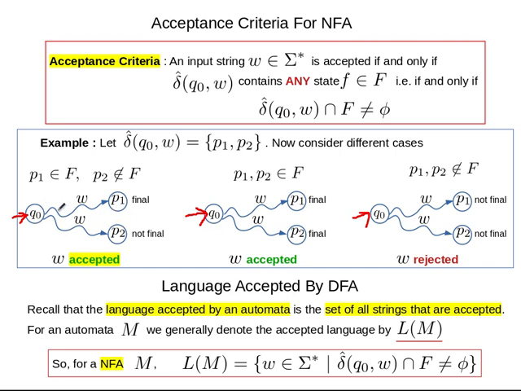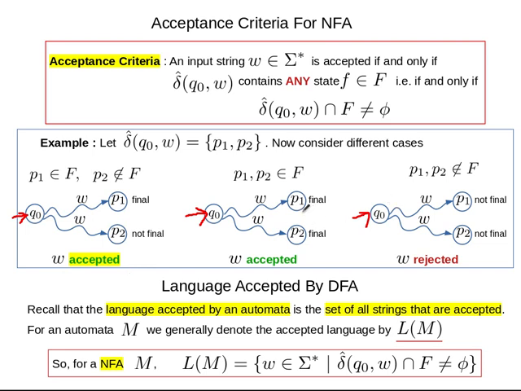And now on processing this W, we can reach multiple states. Here I have shown only 2 states. There can be 1,000 states here. It doesn't matter. Now we say that W is accepted if among these states at least one is final. So at least one will do. In this case, this is final, this is non-final. So we say W is accepted.